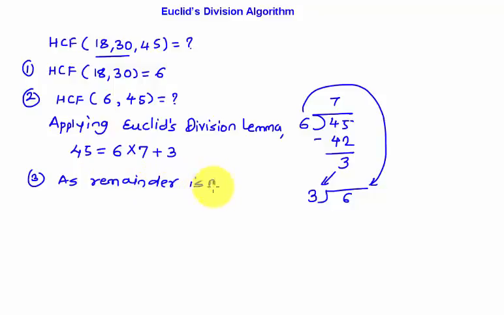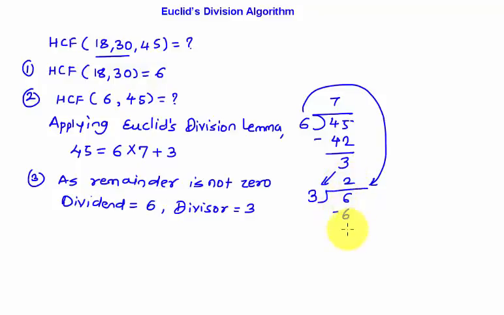So in the third step, as the remainder is not 0, we have new dividend as 6 and the divisor as 3. So if we carry out actual division, 3 2s are 6, and if we subtract 6 from 6, we get 0. Now again we can apply Euclid's division lemma.